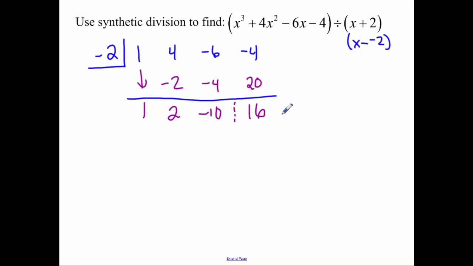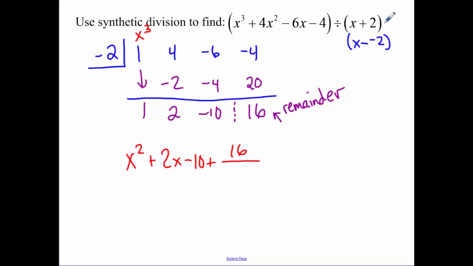I always put a little dash. That's my remainder. So your answer, remember, I started with an x cubed. This number down here is the coefficient with 1 less degree. So I'm x squared plus 2x minus 10 plus my remainder of 16 over what I divided in, which was x plus 2.